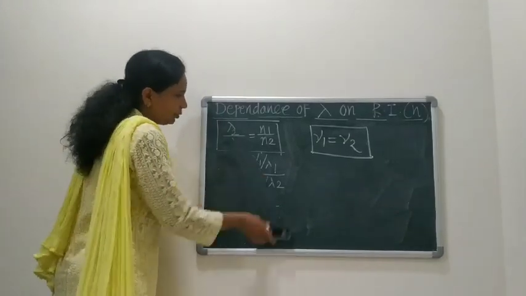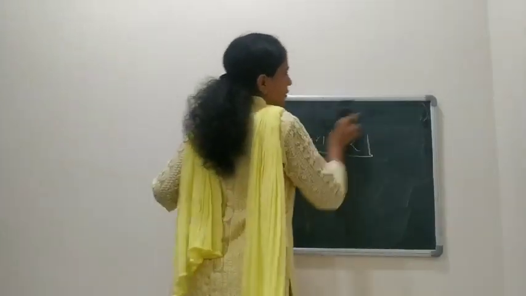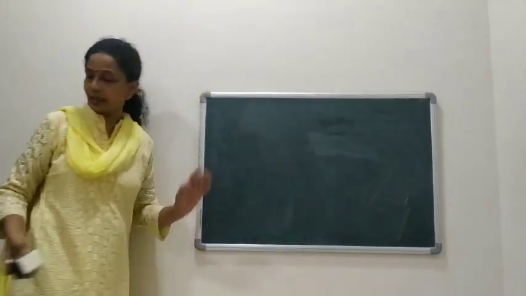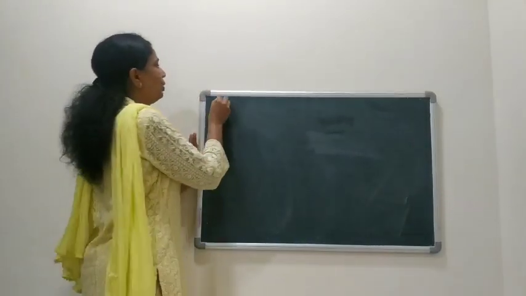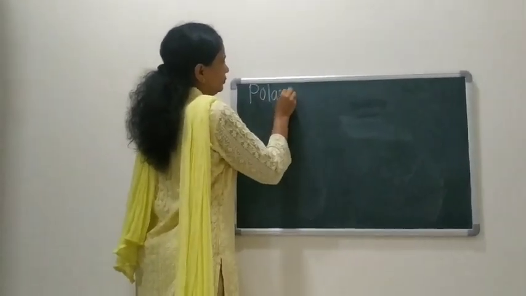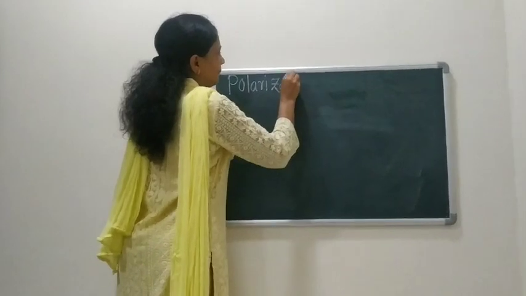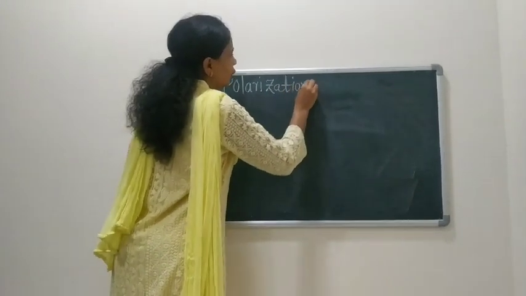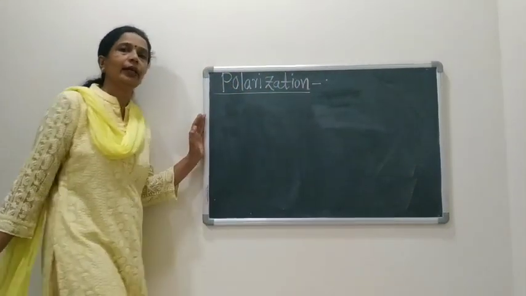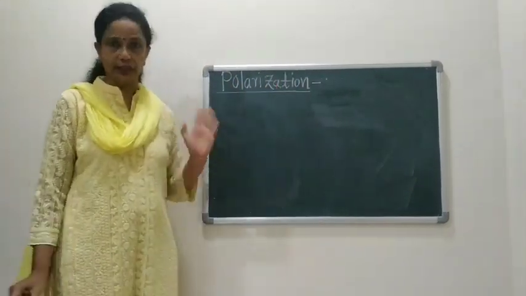Okay, now let us explain the next concept, which is nothing but the polarization of light. This is one of the properties of light. What is that property of light? We have to study this.